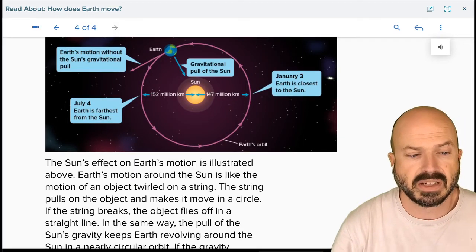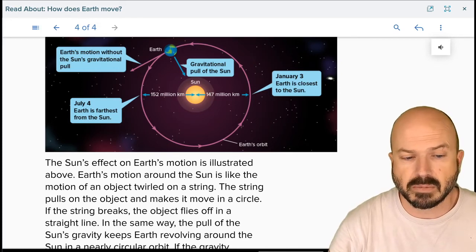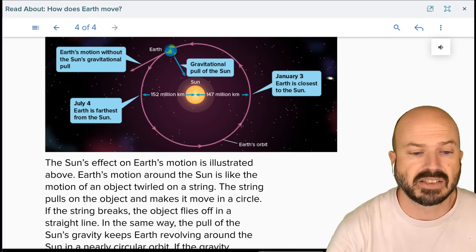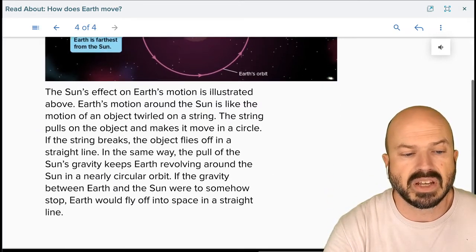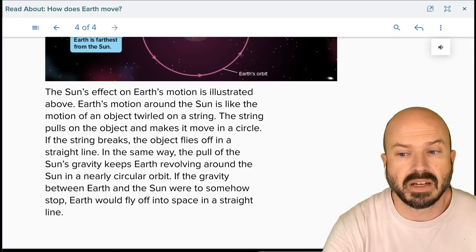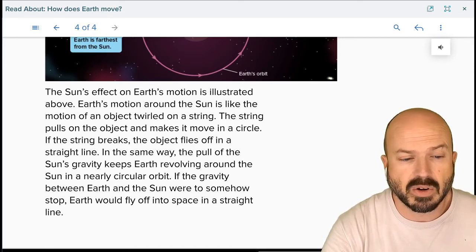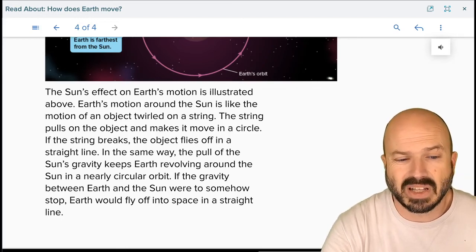Earth's motion around the sun is like the motion of an object twirled on a string. The string pulls on the object and makes it move in a circle. If the string breaks, the object flies off in a straight line. In the same way, the pull of sun's gravity keeps the Earth revolving around the sun in a nearly circular orbit. If the gravity between Earth and sun were to somehow stop, Earth would fly off into space in a straight line.